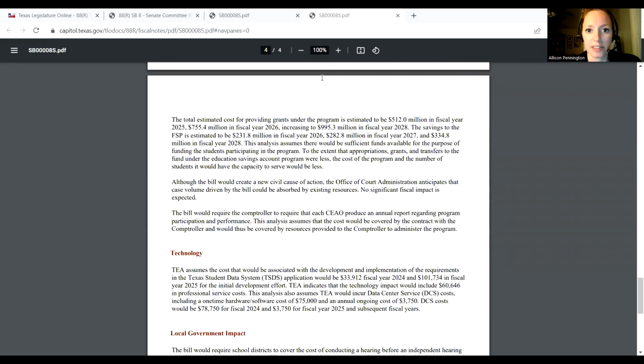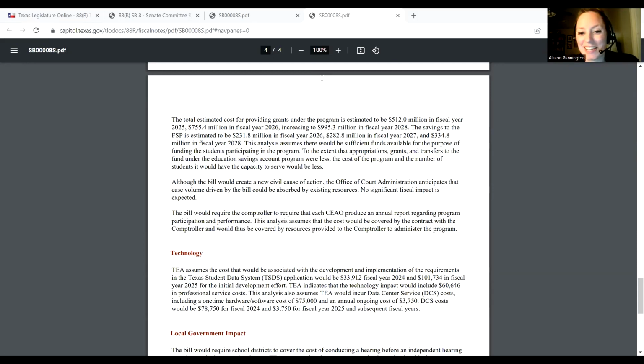So all of that said, if you add all of those things up, the total estimated cost for providing grants under the program starts off at $512 million in 2025. And then as we've seen, it grows. So 755 million and then almost $1 billion by the time we get to 2028. And then that's offset by some savings to the foundation school program. And this is all assuming that this program is fully funded at the estimated amount.